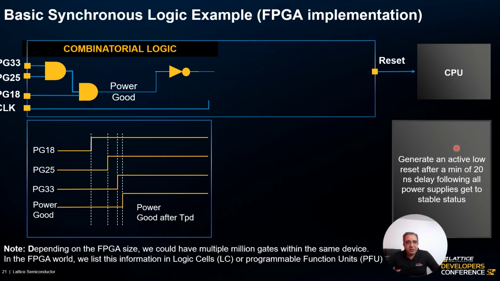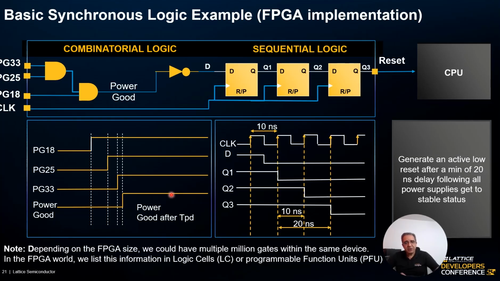So now we know that we need to do an AND gate. We are doing an AND gate between all the power good signals, and we invert them because we need an active low reset. And obviously there are delays propagating through all these different gates. So that's the TPD basically, but we have power good at some point. Now to have a predictable 20 nanoseconds, we cannot use combinatorial logic. We have to build some sequential logic using flip-flops. And in this case, we use 3 flip-flops.